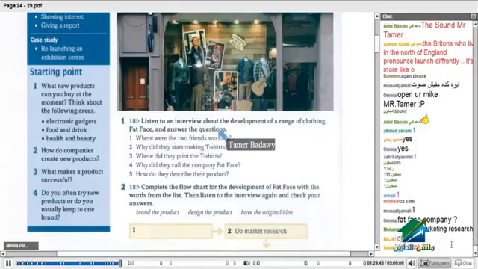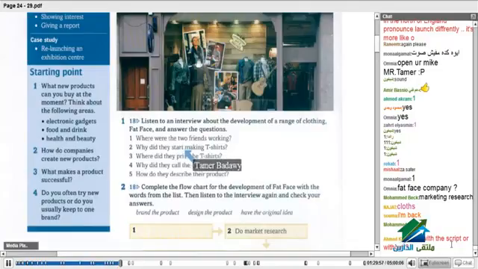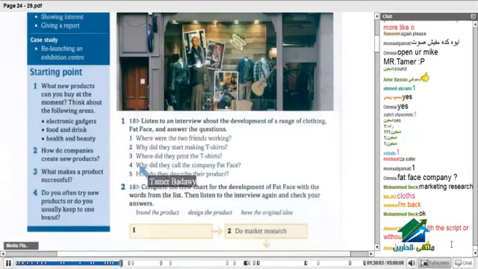Where were the two friends working? Why did they start making t-shirts? Where did they print the t-shirts? Why did they call the company Fat Face? Their new company. How do they describe their product?